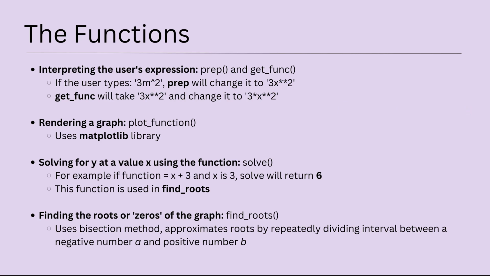This is because m here is the variable, and prep will change that to x, and then this symbol is not recognized, so prep will change that to **. So this is supposed to be 3x squared, but Python does not recognize 3x as 3 times x. So getFunc will take that expression and change it to 3*x**2.